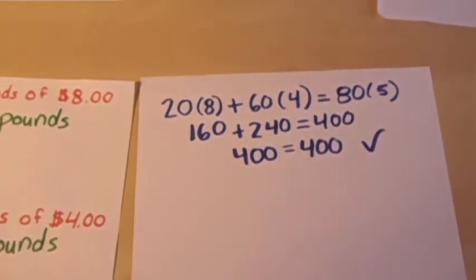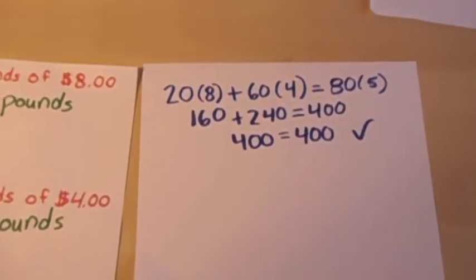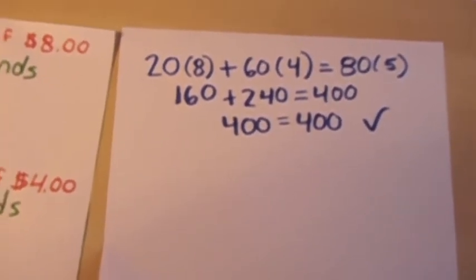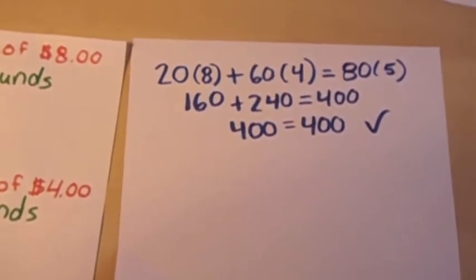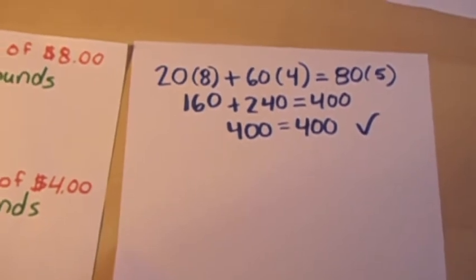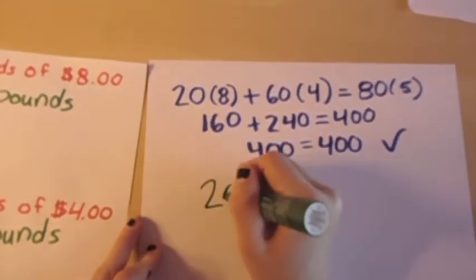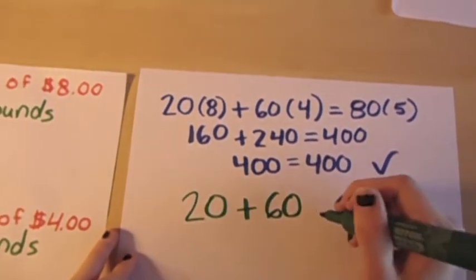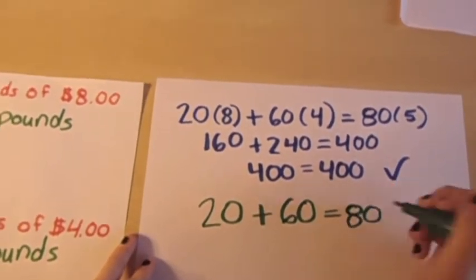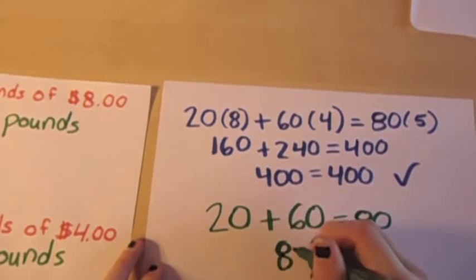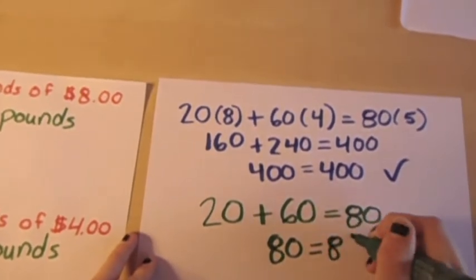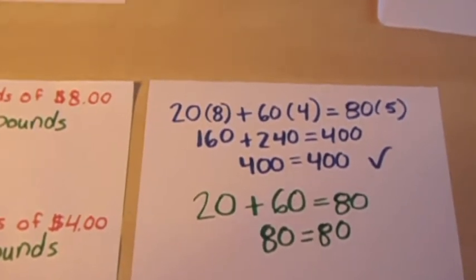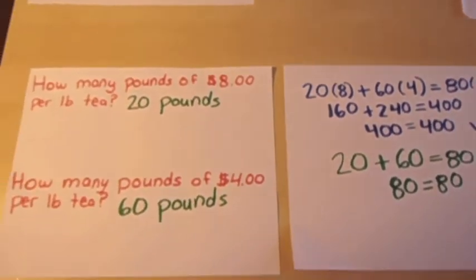So the next equation we'll want to do is, we're also told that the weight of the $8 per pound tea, which is 20, plus the weight of the $4 per pound tea, which is 60, so we can take 20, add that to 60, and we know from the original problem that we should get 80. If we do simple math, we know that 80 is equal to 80, which is also a true statement, so we know that our solution, x equals 20 and y equals 60, is correct.